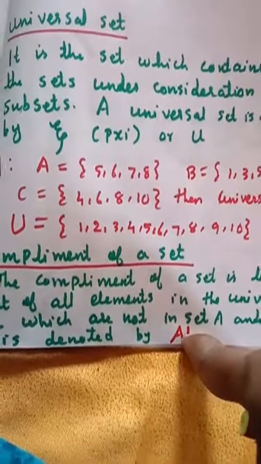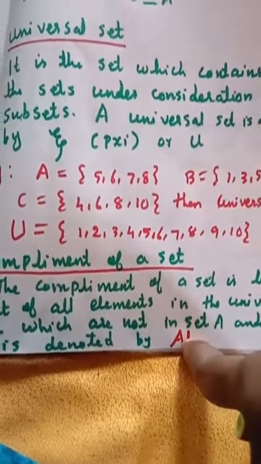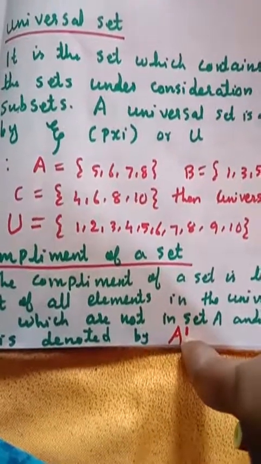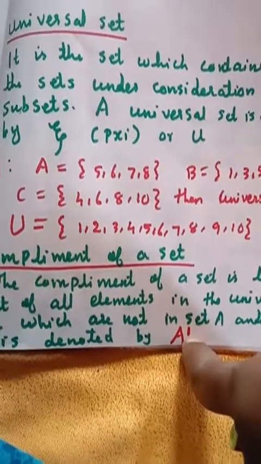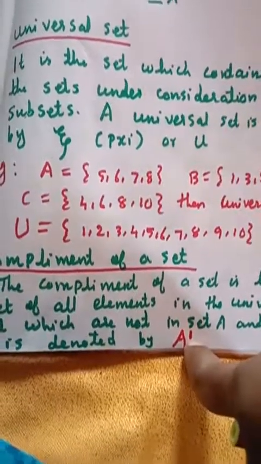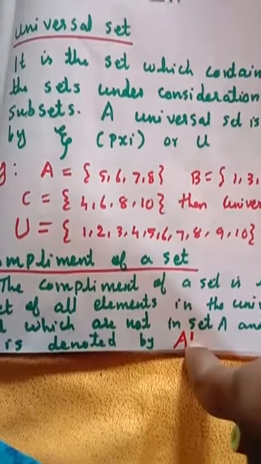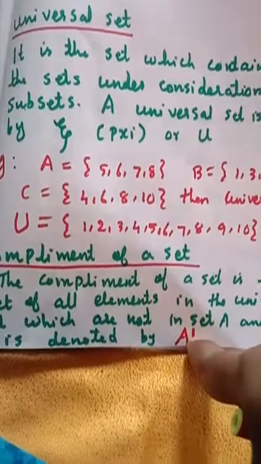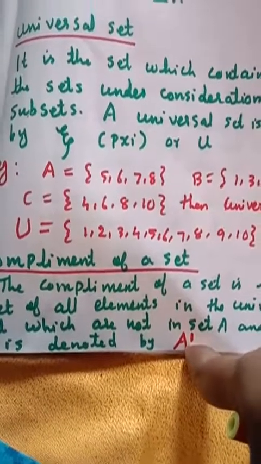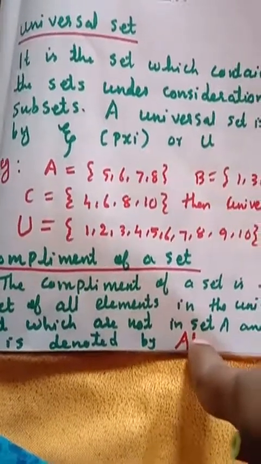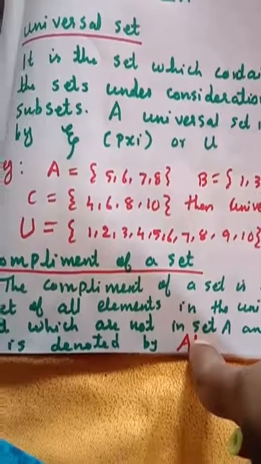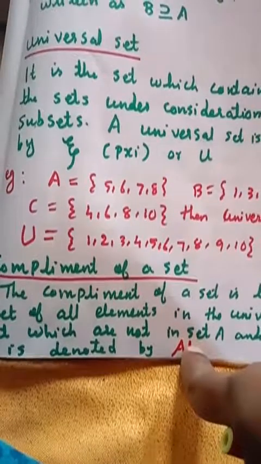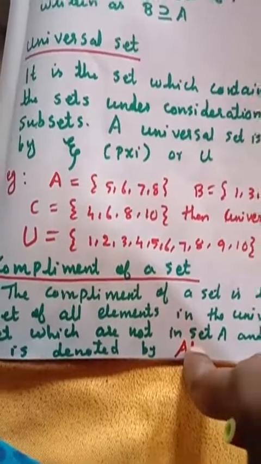The elements which are not in A but are present in other sets or the universal set. A complement or A dash means not in A. Not in A means which is present in the universal set or other given sets. It depends upon the question. A complement means it does not belong to A, the elements not in A but in the universal set or other sets.